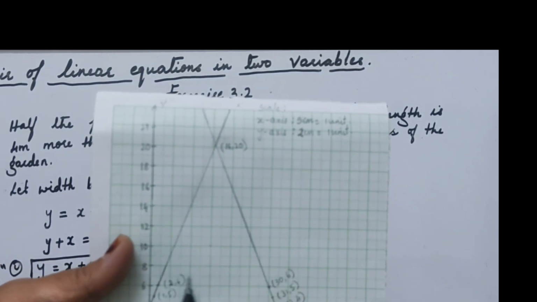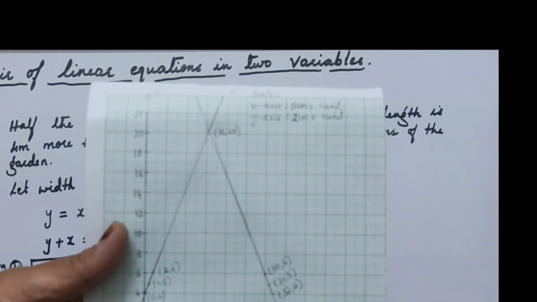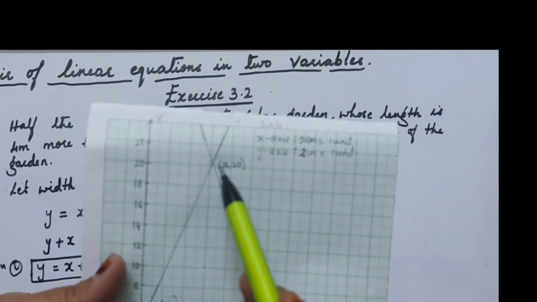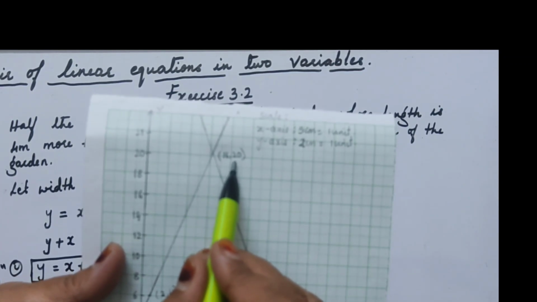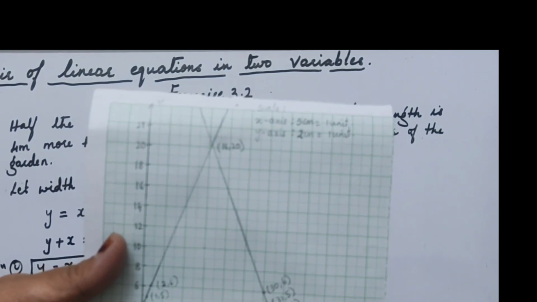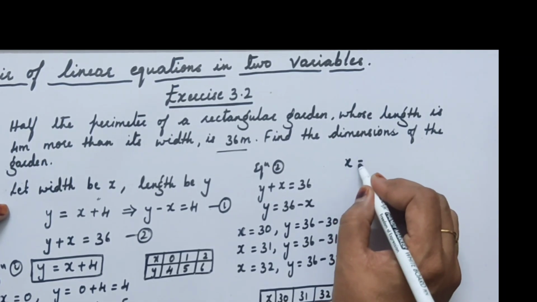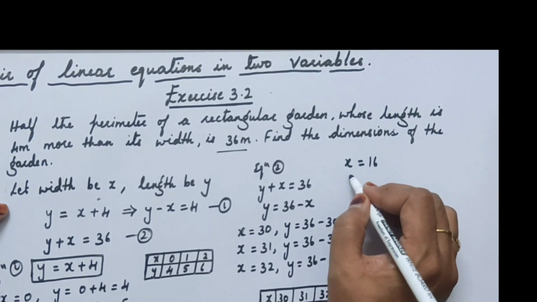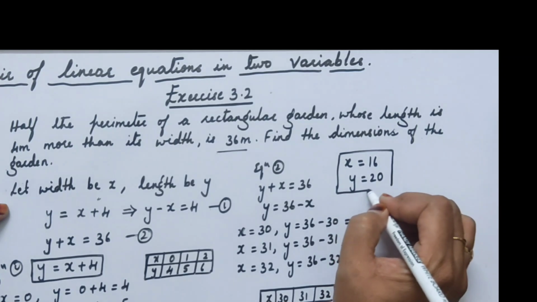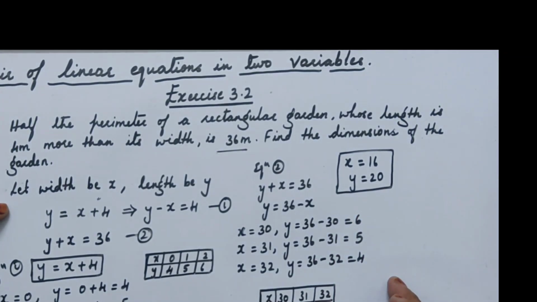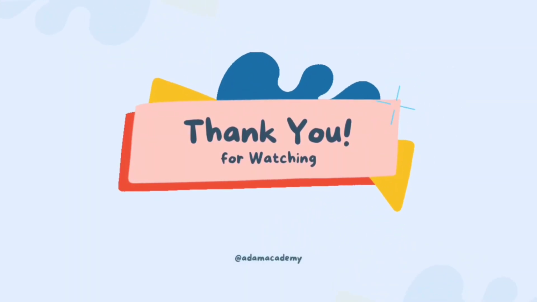Okay students, so I have joined all the points here on both sides, 2 equations. Now as you can see from the graph, the lines intersect each other at the point 16, 20. Hence the width of the garden is 16 students and the length is 20. I hope this is clear. So we got width x equal to 16, and y equal to 20. So this is what we got, by plotting the points on the graph. Okay, I hope this is clear.